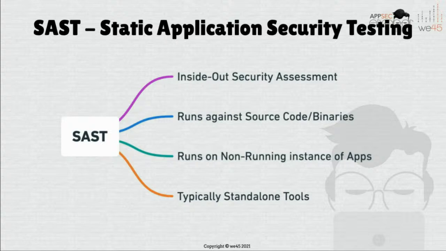The next one is SCA. This again runs against source code or binaries, and it's typically standalone tools, right? So you can just integrate it as part of your GitHub Actions or GitLab CI, and even before it hits production, your security tests with SAST are already done.